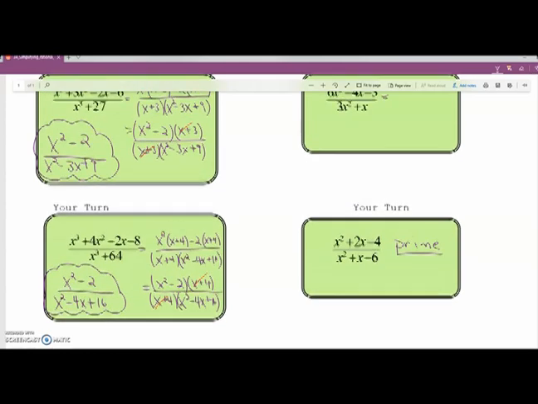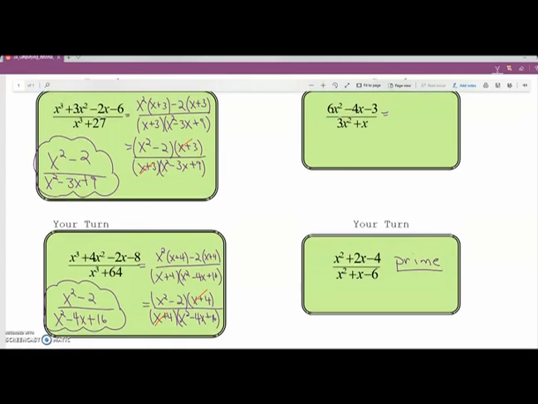So let's go back up to that top one. Since I could not factor the numerator, I could factor an x out of the denominator, but I can't factor the numerator, so nothing's going to cancel, which means I can't simplify it, so it's prime. That's it.